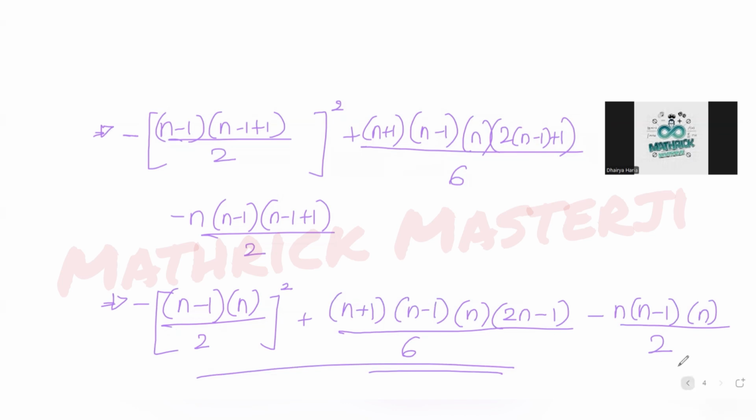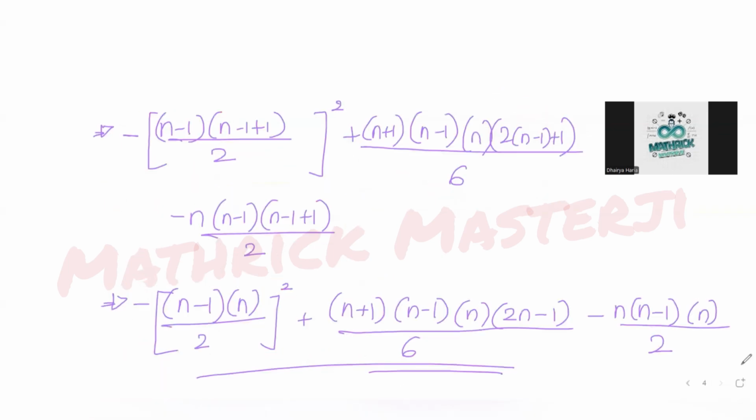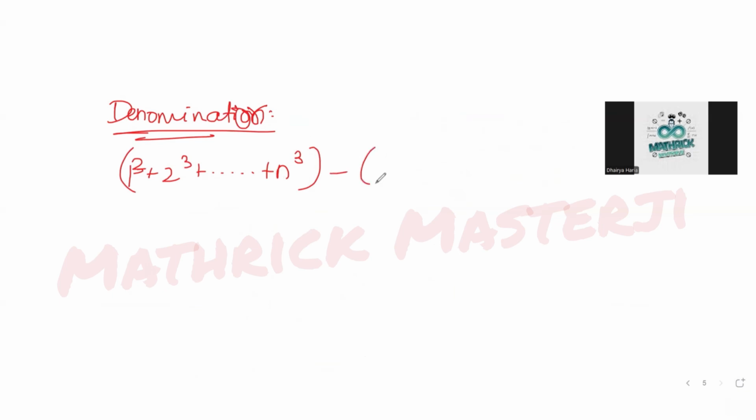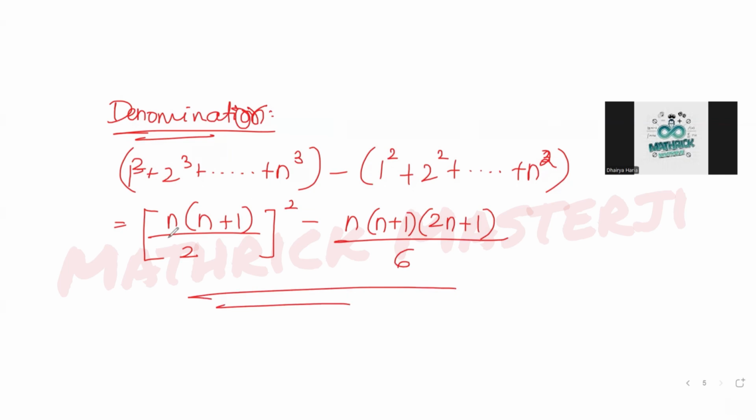Let's try to evaluate our denominator as well. The denominator basically becomes the sum of the cubes of n terms, so 1 cube plus 2 cube and so on till n cube. Now be cautious here, it does not go till n minus 1 only, it goes till n terms, so n cube. And subtracted with the sum of the squares, which also goes till n terms, so n squared. So this becomes n into n plus 1 over 2, the whole square, minus the sum of the squares, n into n plus 1 into 2n plus 1 over 6.